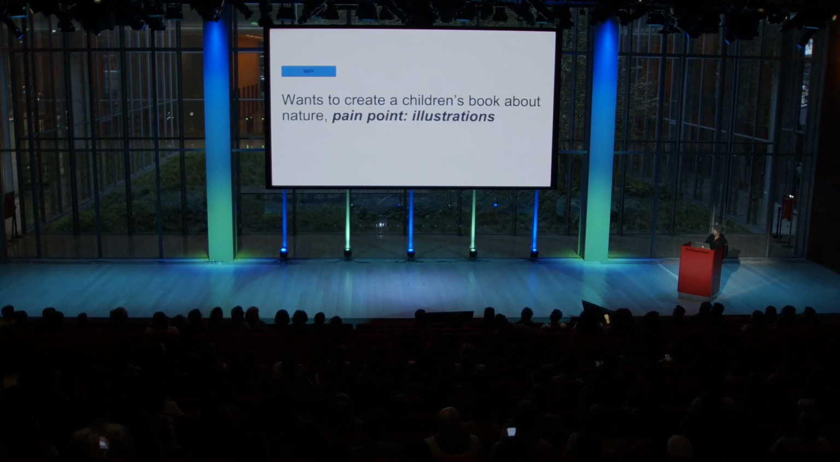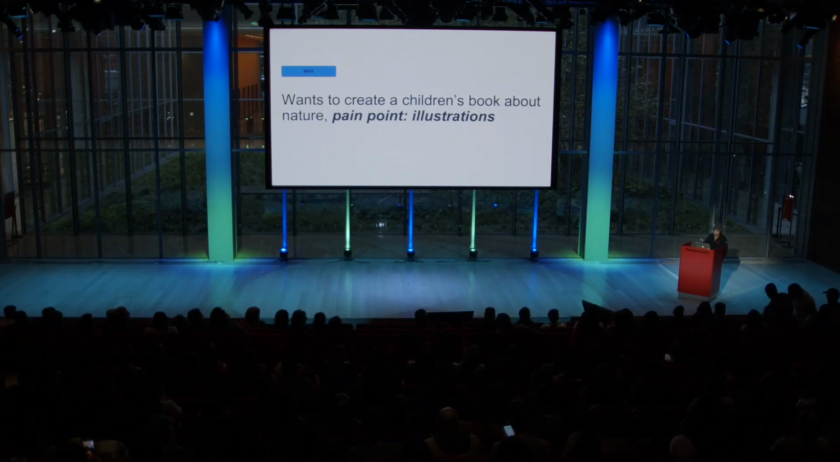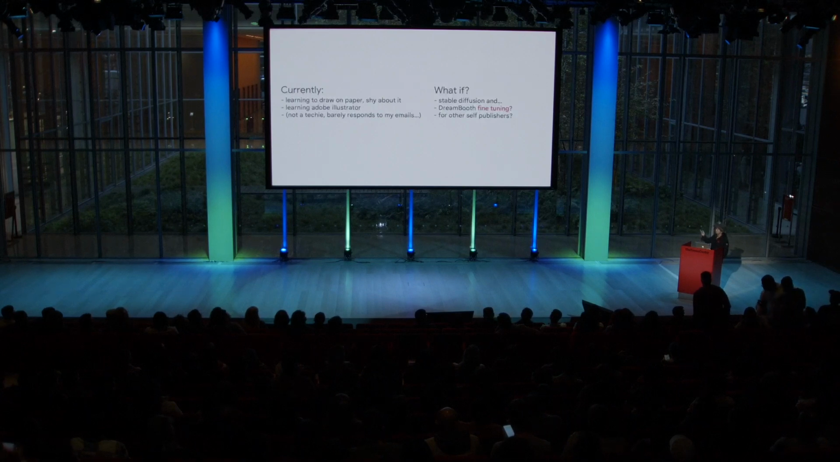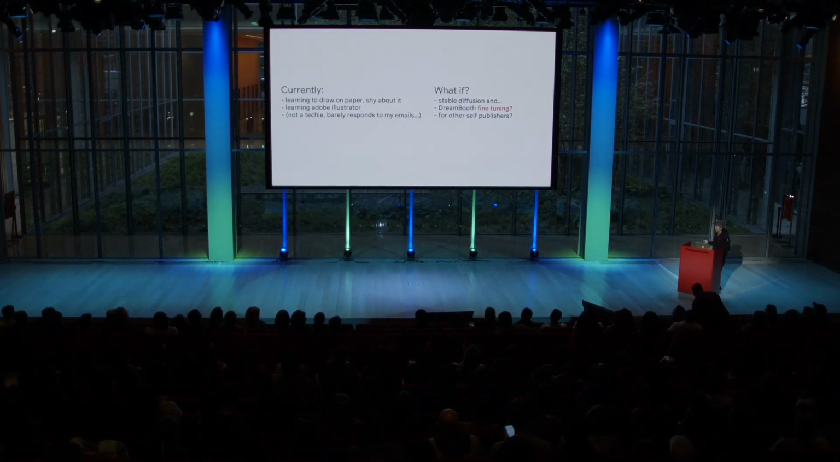But anyways, so Bree has a dream. She wants to create a children's book about nature, right? But her pain point is she's not a techie or she doesn't know how to draw. So what's she currently doing now? She's learning to draw on paper, and she's really shy about it. She doesn't want to show me what she's working on, right? And she's also trying to learn Adobe Illustrator. But the thing is, she doesn't even reply to my emails, so I'm just like, oh, this is going to be a little bit rough.